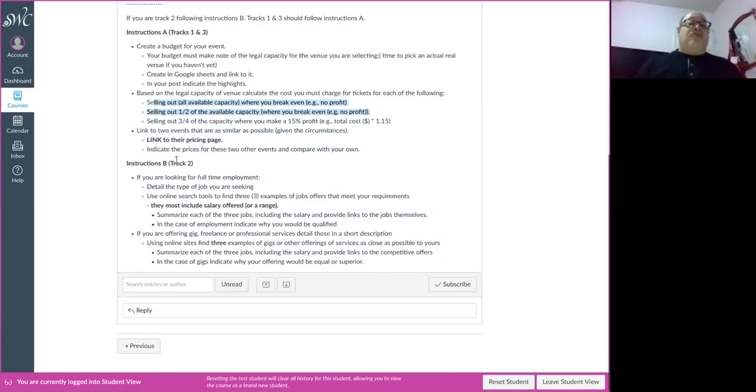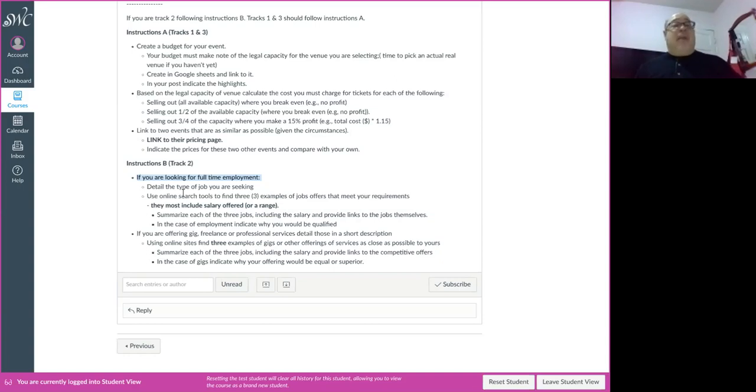If you are track 2, which means you are looking for employment, there's really two sets here. Either if you're looking for a full-time job, I want you to detail the kind of job you're looking for, like a job description, and then use online search tools to find 3 examples of jobs that would fit what you're looking for. I'm looking for you to find jobs that mention salaries. Some jobs will say, we pay salary based on your qualifications or something. I don't want you to find those jobs. I want you to find ones that list the salary. They may say, we pay 50,000 or 75,000. You may find that they list a range. We pay 50 to 70,000, something like that.